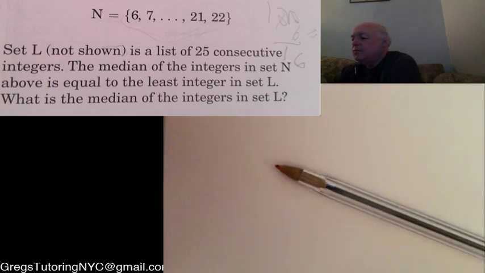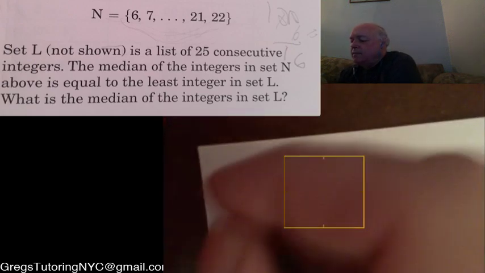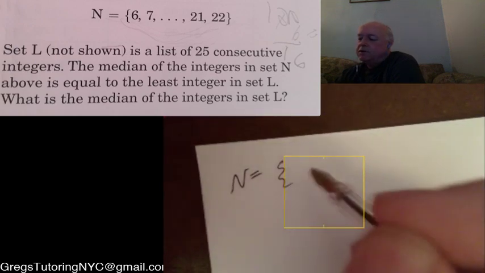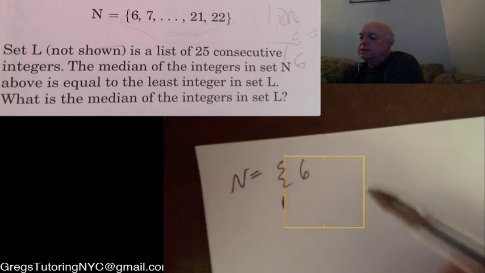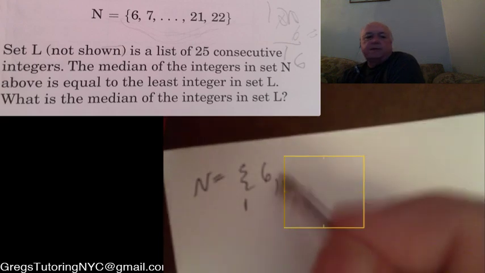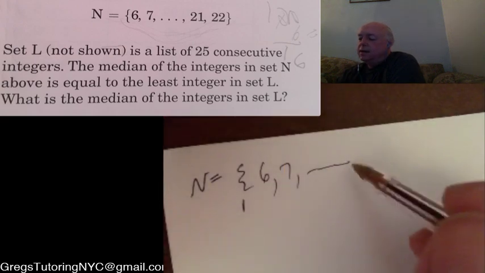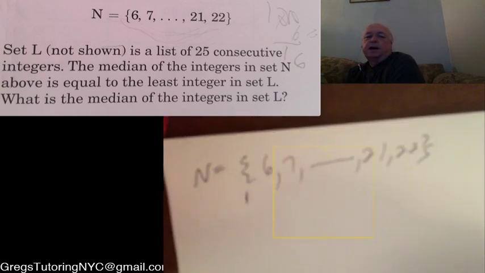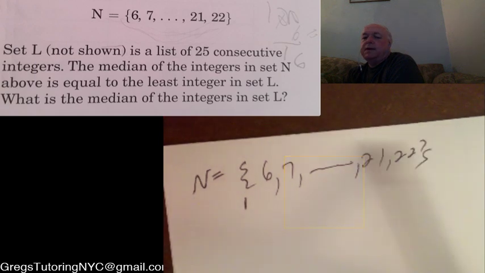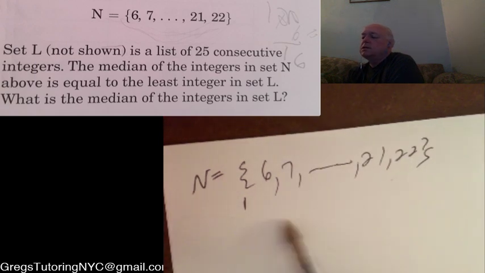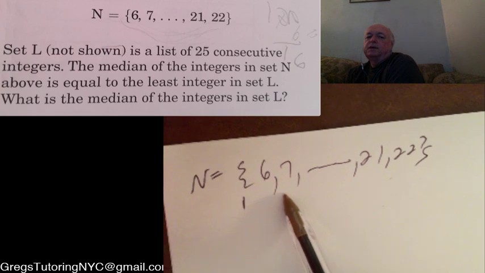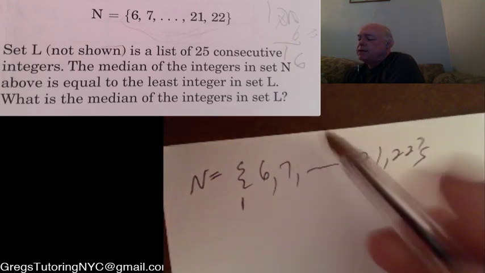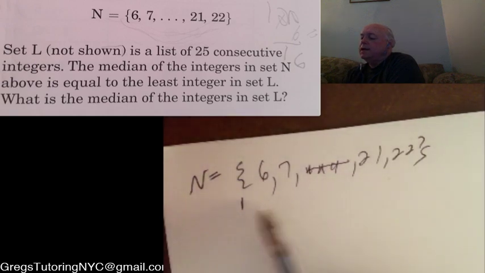So let's see what we're given. We have n, so that's where we start from. And we have a set, that's what this curly brace is establishing. So we have 6, 7, dot, dot, dot, and then 21, 22. If anybody's following my other streams, this is the illustration of this problem because they're giving it to us. Let's see if we understand what's going on here. Remember, dot, dot, dot means you're going to fill in stuff here.